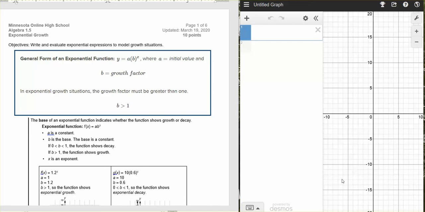In this video we are going to learn about exponential growth. So we're going to graph some exponential functions and they're going to follow their pattern.